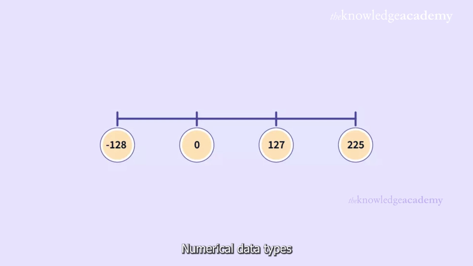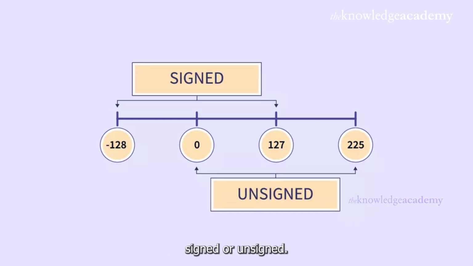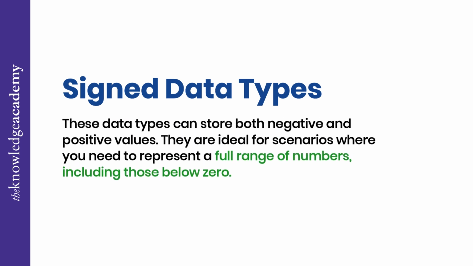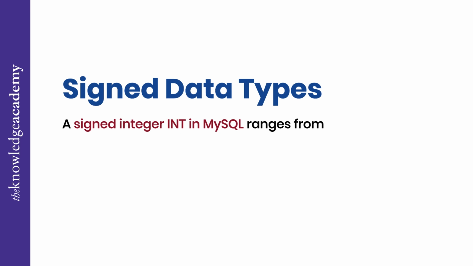In SQL, numerical data types can be classified as either signed or unsigned. This classification determines the range of values that the data type can store. First, let's see what signed data types are. These data types can store both negative and positive values. They are ideal for scenarios where you need to represent a full range of numbers, including those below 0. For example, a signed integer INT in MySQL ranges from this to this.